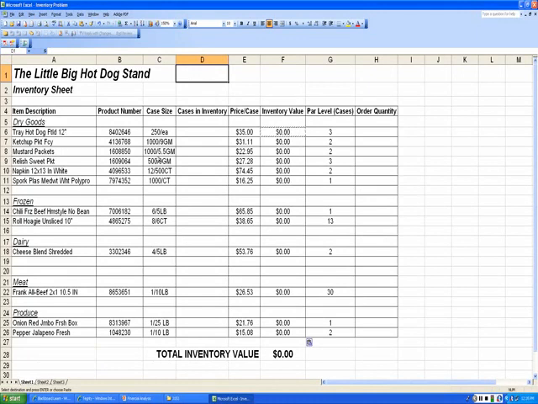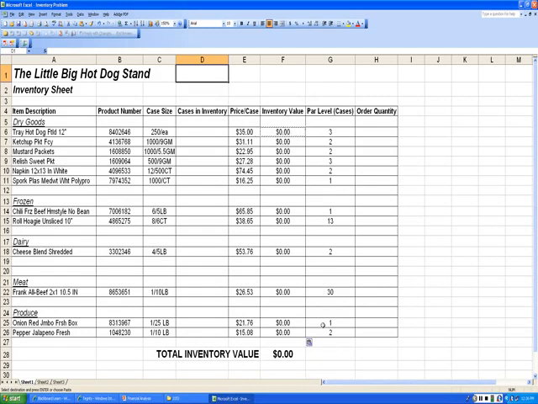All right, so what we're going to do is we have our inventory sheet. You can see that we have item descriptions, product numbers, the case sizes, cases in inventory. This is where we'll physically count all of our cases in inventory. We've got the price for each one of those cases. The next column is our inventory value, and so it's going to calculate the value of the inventory of each one of these products.